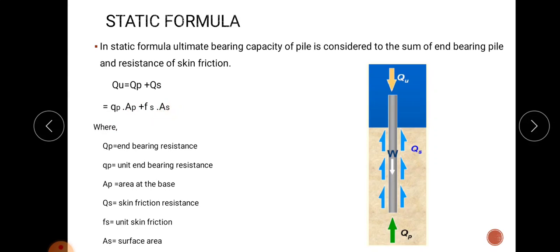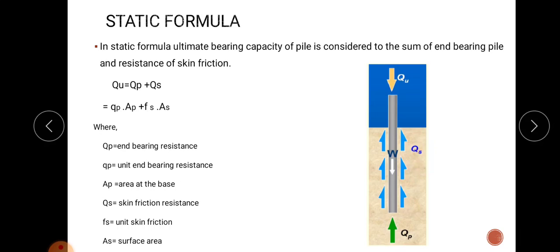Here AP means area of the pile at the base, so it will be pi d square by 4, or pi r square, if d is the diameter of the pile. That is the area at pile tip. And AS means the area which is in contact with the soil, so it will actually be the perimeter times length. If D is the diameter and L is the length of the pile, AS will be equal to pi into D into L.